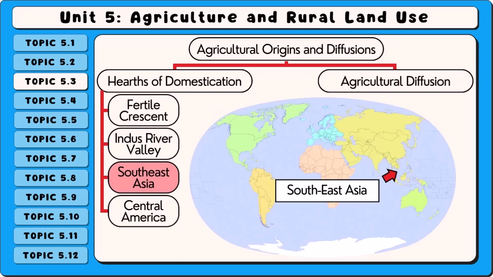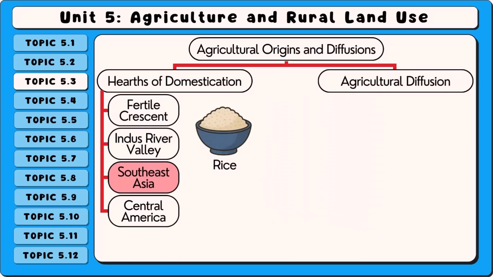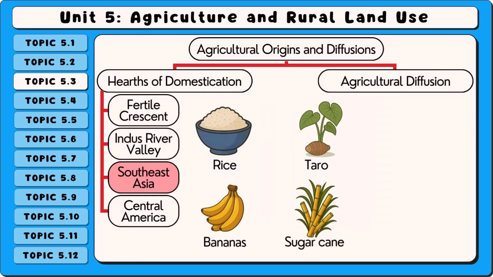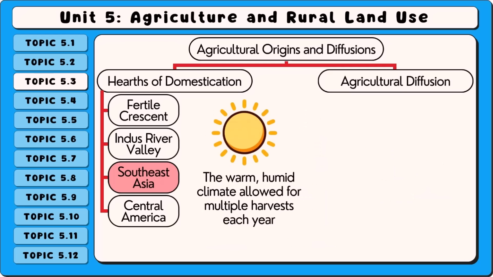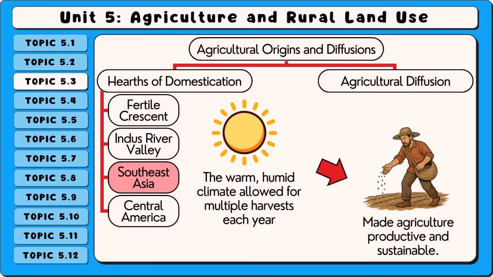The third hearth is Southeast Asia, where crops like rice, taro, bananas, and sugarcane were first domesticated. This region also saw the early domestication of animals like pigs and chickens. The warm, humid climate allowed for multiple harvests each year, making agriculture productive and sustainable.